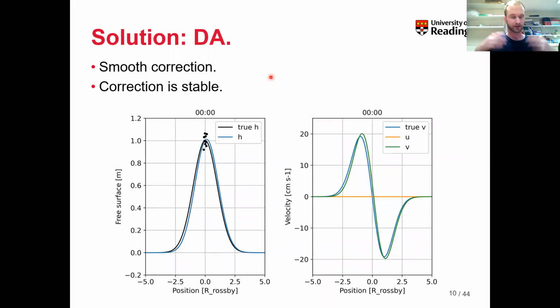If you, however, follow proper data assimilation, with a proper data assimilation method that takes into account the balance in the ocean, it is possible to generate a good correction, as is shown over here with the ocean surface on the left as a function of position and your velocities on the right.